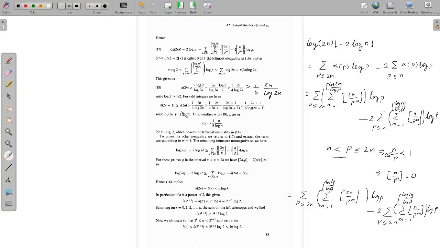So pi of 2n plus 1 is always greater than or equal to pi of 2n, and pi of 2n takes this form, greater than 1 by 4 into 2n by log 2n, which is greater than 1 by 4 into 2n by 2n plus 1 into 2n plus 1 by log 2n plus 1. This is because we insert 2n plus 1 in the numerator and denominator as well. So now you can consider this term 2n by 2n plus 1.